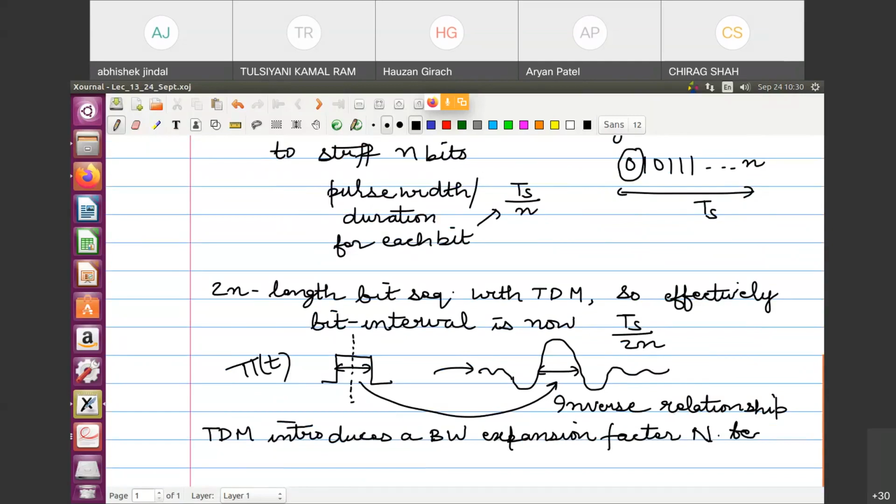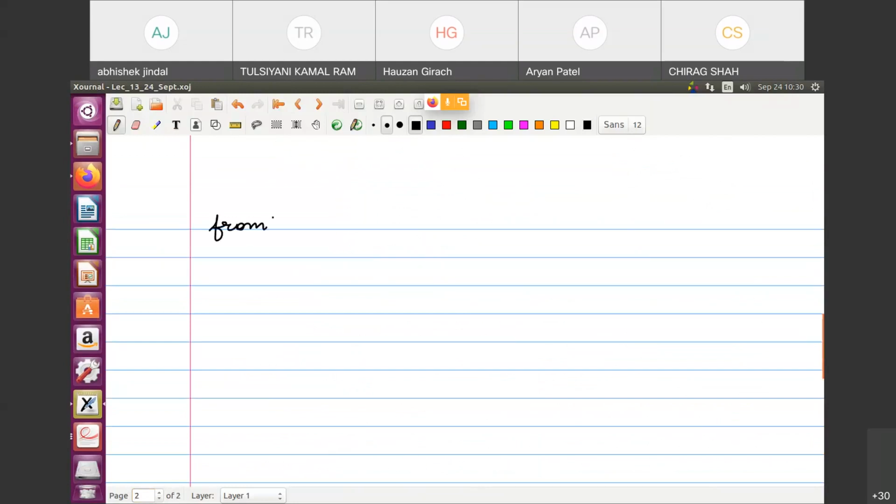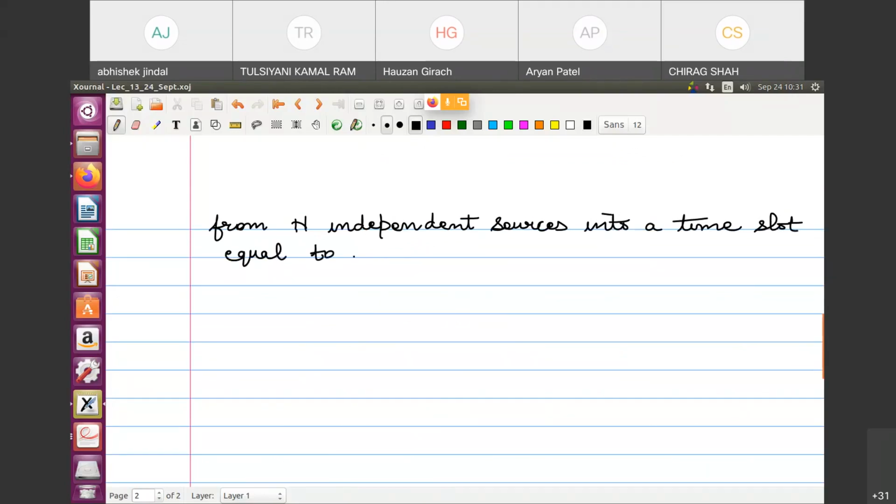Because the scheme must squeeze N samples derived from N independent sources into a time slot. So time slot equal to 1 sampling period. I think I have clearly explained that.